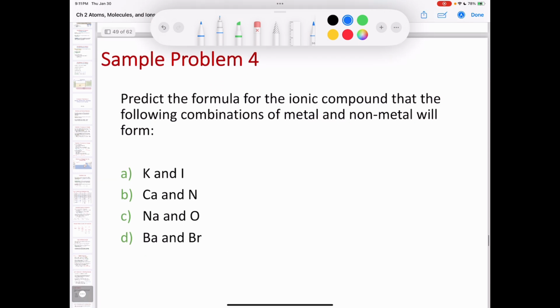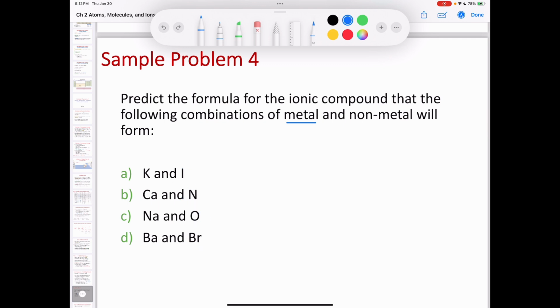So let's see if we can predict the formulas for the ionic compounds that result from the following combinations of a metal and a non-metal. So notice we're talking about metals: potassium, calcium, sodium, barium, those are all metals. And then iodine, nitrogen, oxygen, and bromine, those are all non-metals.